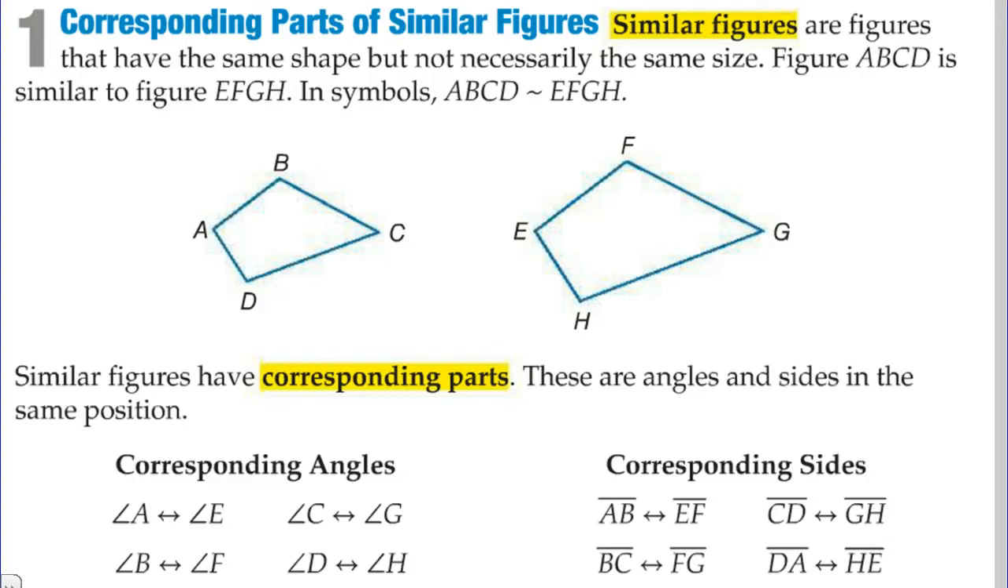Okay, hi. These are the supplemental problems for section 6.7 in pre-algebra. Similar figures, proportional figures, whatever you want to think of it as. The definition of similar figures is two figures that have the same shape, but not necessarily the same size. Really what they are is just proportional. That's kind of the lazy way of talking about them.